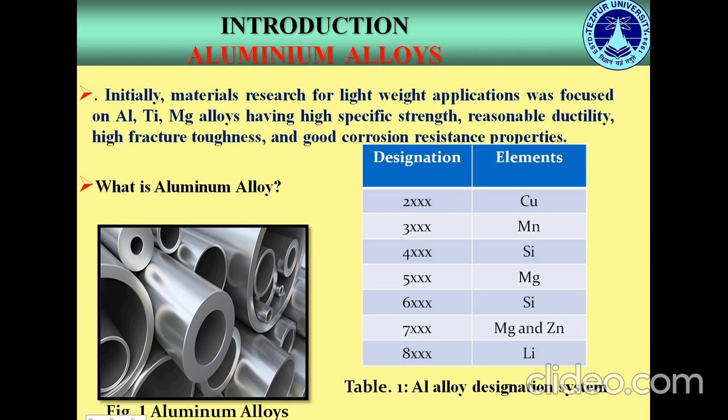Below given is a table of aluminum alloy designation system. For example, 2000 series of aluminum alloy has copper as its main foreign metal. Similarly, 3000 series of aluminum alloy has manganese as its main foreign metal, and therefore the list goes on.